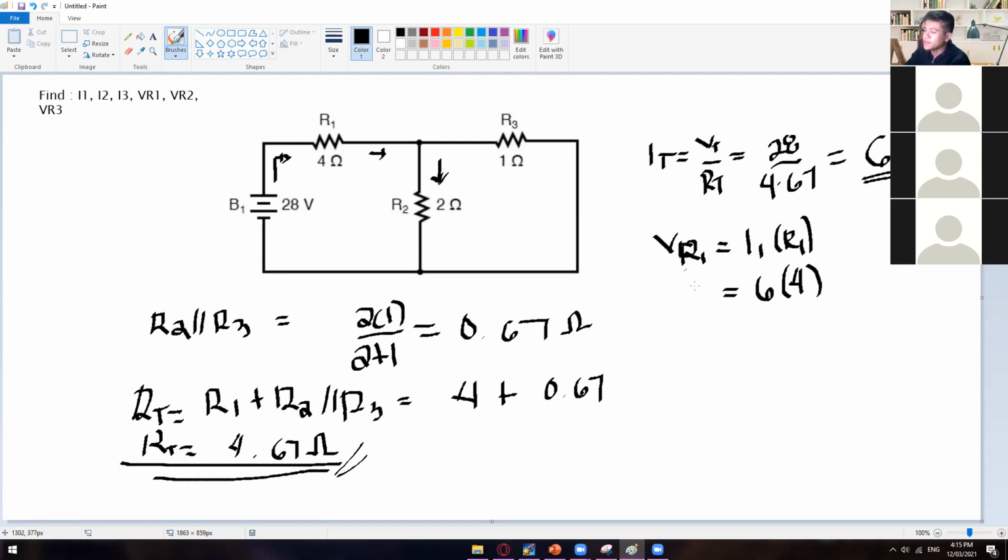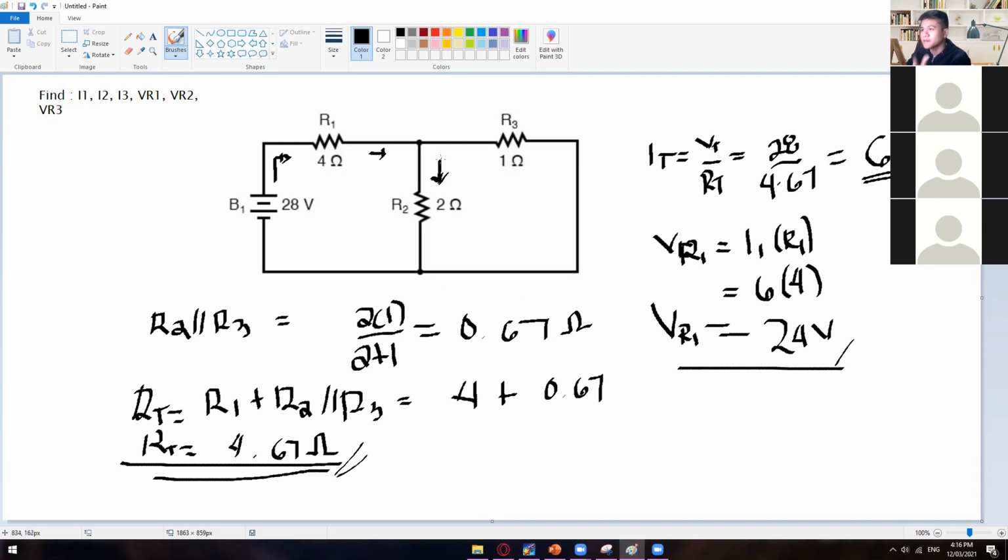Anyway, right here, the voltage drop for the R1 is 24. So 6 times 4 is 24 volts. Okay, VR1. So that is your first step, finding the I1 and then the VR1. Then we have more: I2, I3, and then VR2 and VR3.